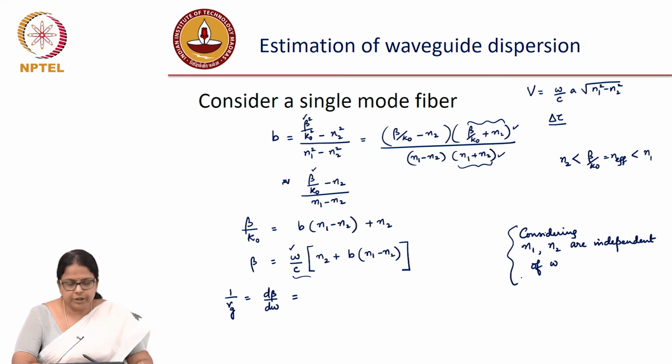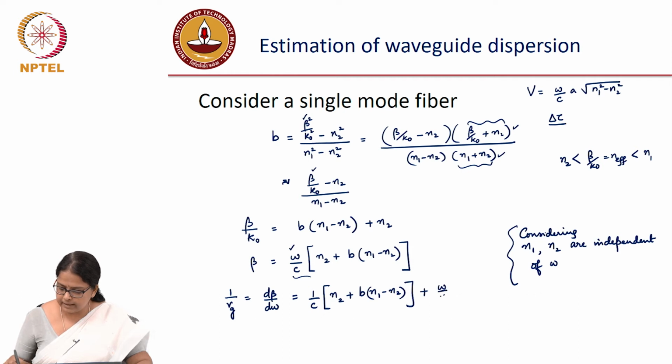Then what else is a function of omega here? B is a function of omega, because B is a function of V and V is a function of lambda, and so V becomes a function of omega, right. So, I have to differentiate such that the first term is 1 by c. Can you do this differentiation?